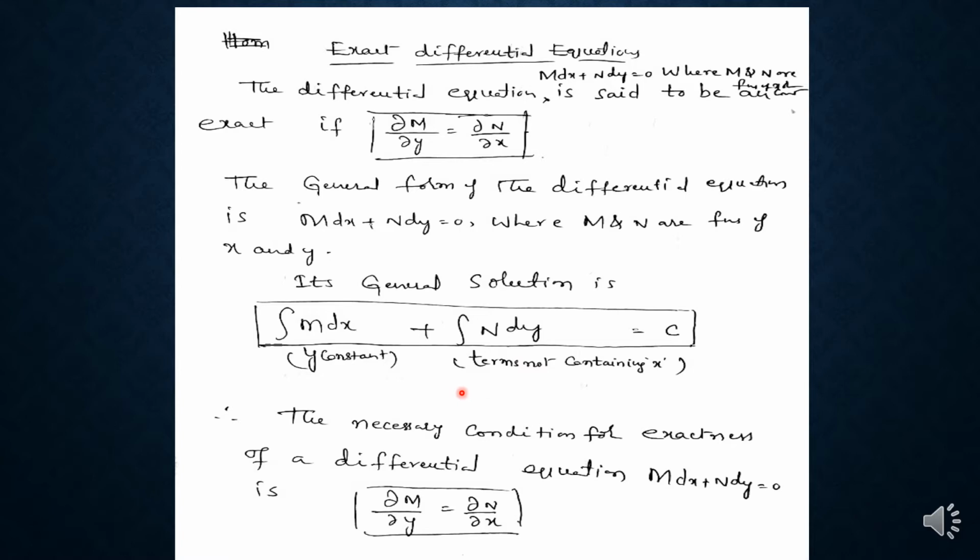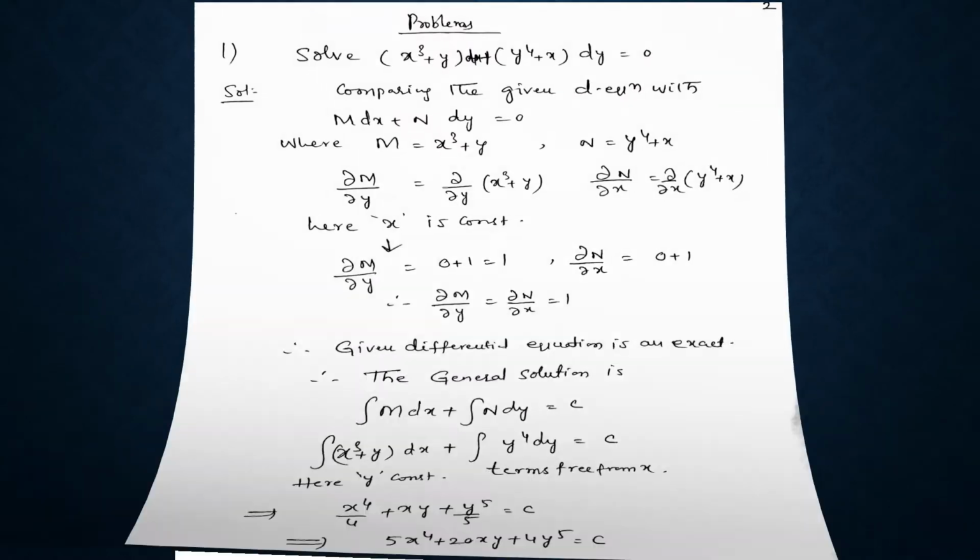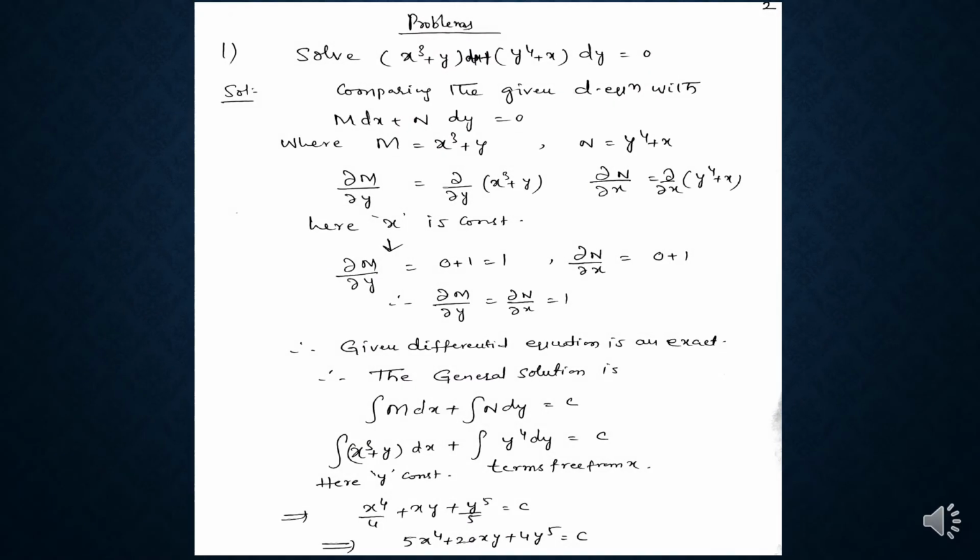So the necessary condition for exactness of a differential equation M dx plus N dy is equal to 0 is ∂M/∂y is equal to ∂N/∂x. These are the partial derivatives: ∂M/∂y is the partial derivative of M with respect to y, equal to ∂N/∂x, the partial derivative of N with respect to x. So we will discuss some problems on this method.